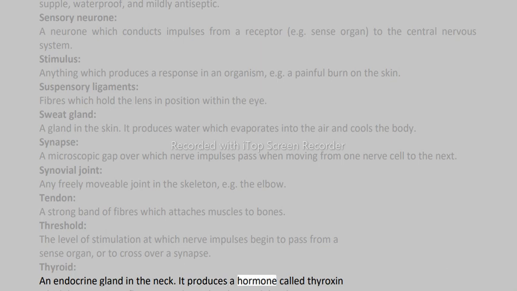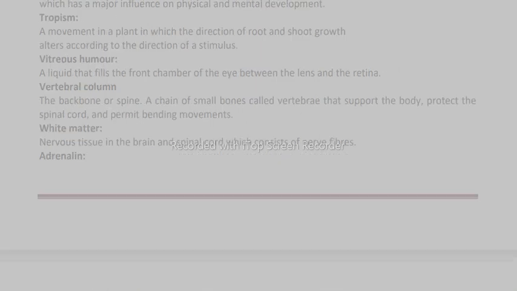It produces a hormone called thyroxine which has a major influence on physical and mental development. Tropism, a movement in a plant in which the direction of root and shoot growth alters according to the direction of a stimulus. Vitreous humor. A liquid that fills the chamber of the eye between the lens and the retina. Vertebral column, the backbone or spine. A chain of small bones called vertebrae that support the body, protect the spinal cord, and permit bending movements. White matter, nervous tissue in the brain and spinal cord which consists of nerve fibers.